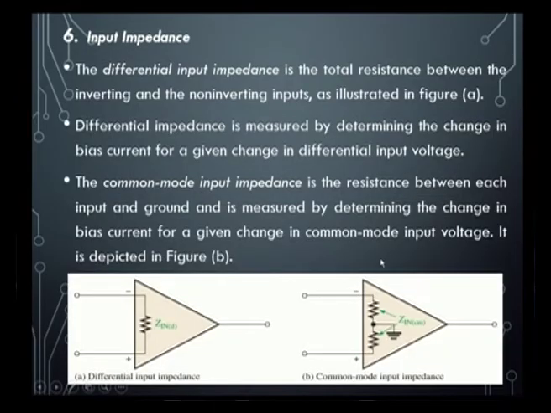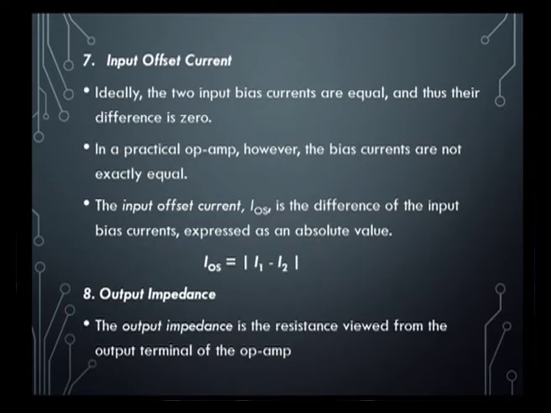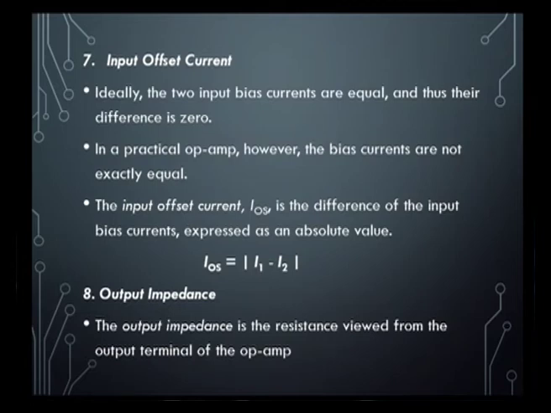So, the common mode, in the sense we need to take a common mode input voltage to determine the input impedance of common mode. Next we move on to input offset current. Ideally the two input bias currents are equal. If the two input currents are equal, obviously the output is 0. Equal current means there will be no current in the output, the difference of the two will be 0.